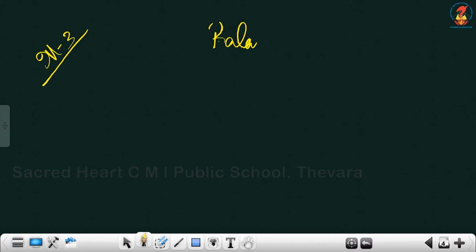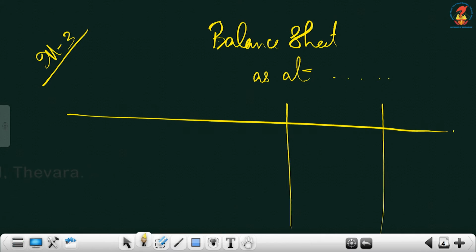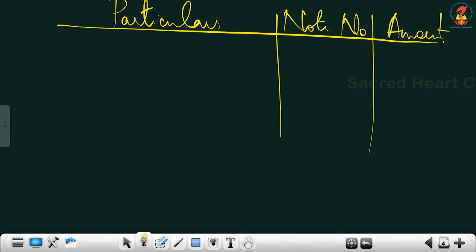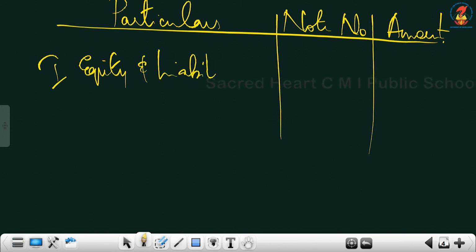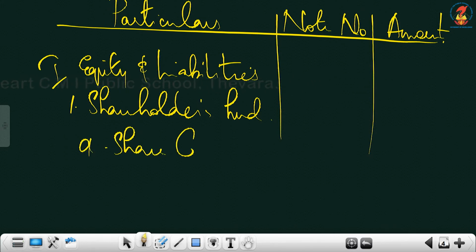As usual, you write the balance sheet heading, balance sheet as at. If the date is given, you write the date. The balance sheet date is not given. So draw the format, the column headings you write: particulars, note number and amount. Then the main head, equity and liabilities. First one, shareholders' funds. Then A, you can write share capital.